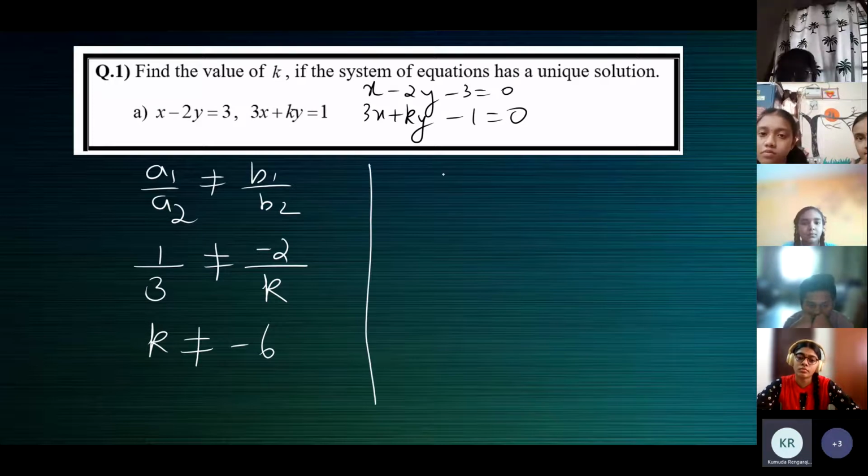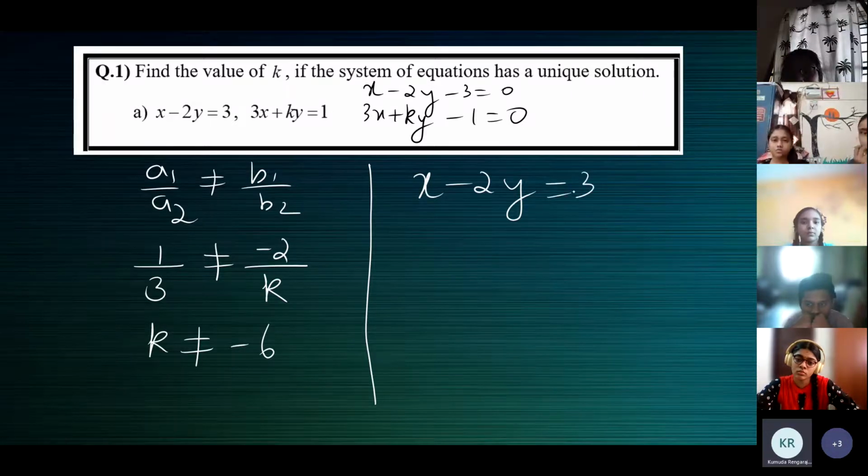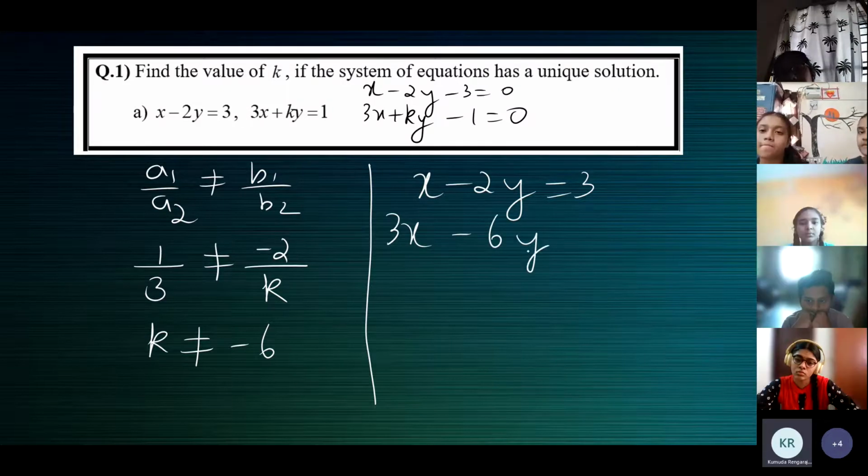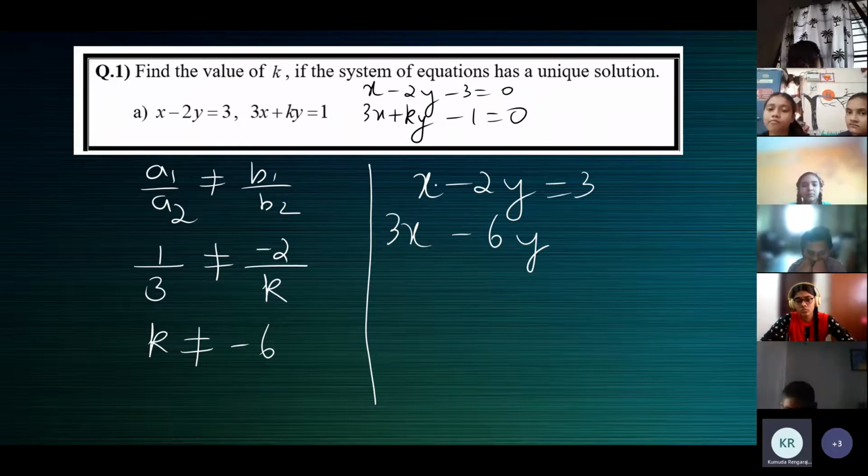Now understand what will happen if k is minus 6. Why should k not be minus 6? So we are going to take k as minus 6 and check what will happen. x minus 2y is equal to 3, and 3x minus 6y is equal to 1. Can you see here I've written ky as minus 6y?